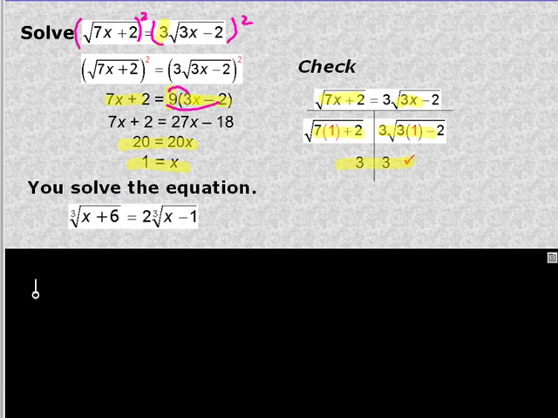All right. Here's one for you to try. Notice this is a cubic root, so be careful.